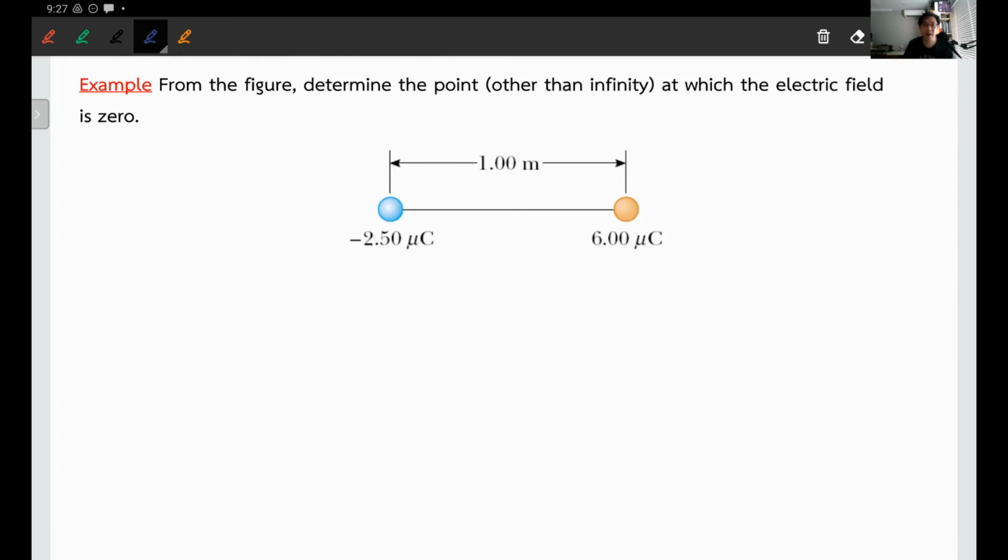Okay, guys, give it a shot. I'll give you a 2-minute head start. The problem wants you to determine the point at which the electric field is zero. It must be somewhere. Okay, it has to be. All right, I'll give you 2 minutes, and then we'll do the solution.